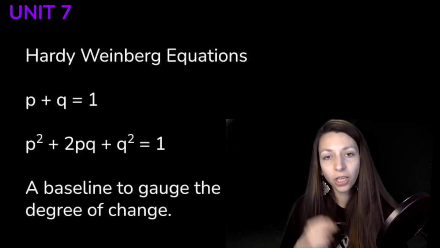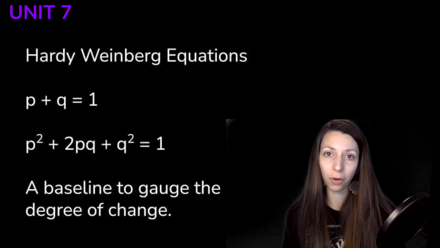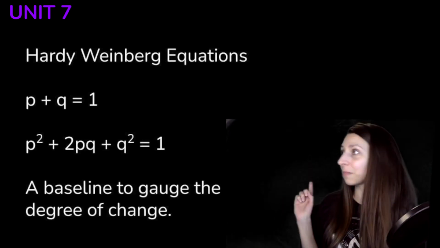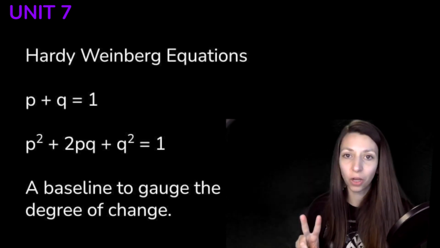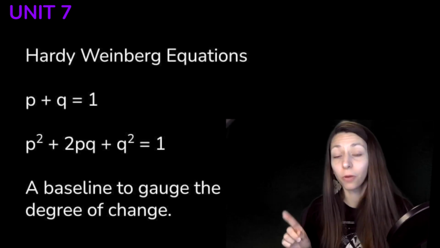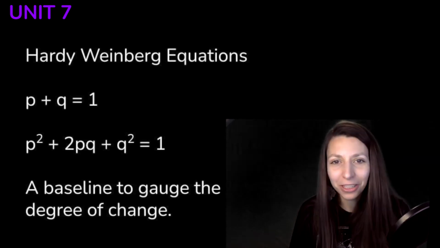Now, there's two equations you're going to need to know in order to do Hardy-Weinberg problems. The first one is easy. It's just p + q = 1. The second one is p² + 2pq + q² = 1. Now, what do each of these things represent?